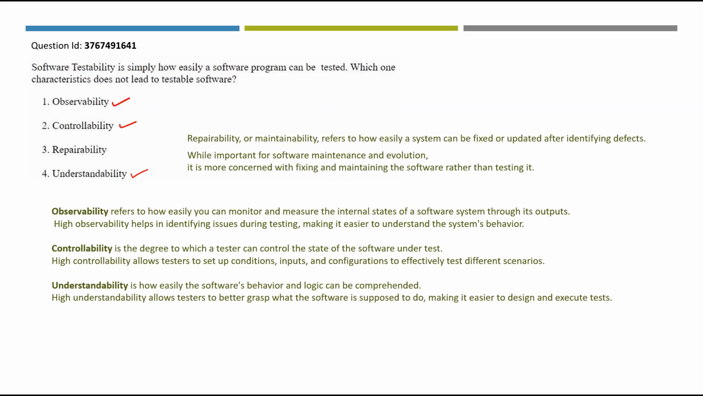Repairability or maintainability refers to how easily a system can be fixed or updated after identifying defects. Only when you find there is a defect, there comes the term repairability. And when you take maintainability, after delivering the software to the client, you need to maintain the project, whether you need some updates, upgrades, or whether it has introduced some new errors. Everything comes under maintainability. While important for software maintenance and evolution, it is more concerned with fixing and maintaining the software rather than testing it.